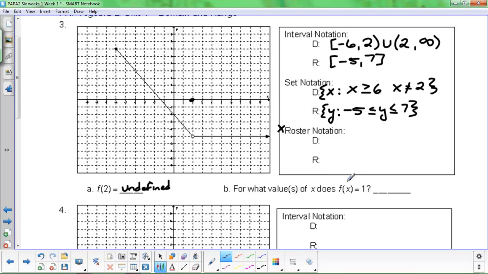For what value is f of x equal 1? Well, remember f of x equals y, so when y equals 1, what is the value of x? That's a single value, this time -2.